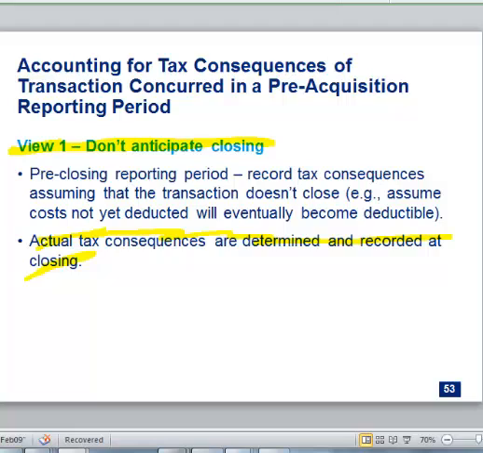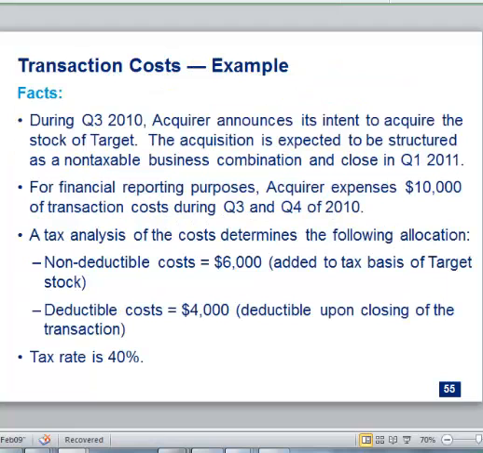And view 1 is easy, right? View 1 is, I don't do anything special until it's obvious there's an acquisition, and then I figure out what all the consequences of the acquisition are, right? I mean, that's the common sense way of doing it.